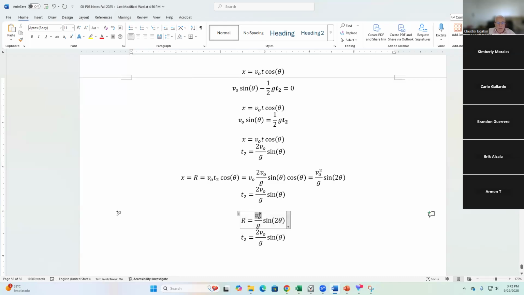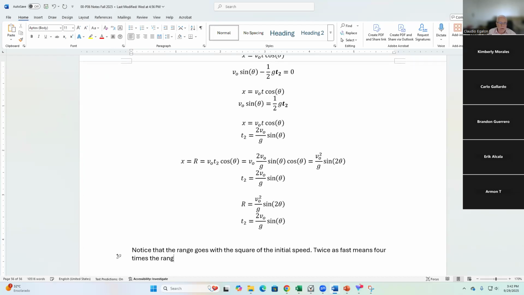Notice that the range goes with the square of the initial velocity. Twice as fast means 4 times the range, right?